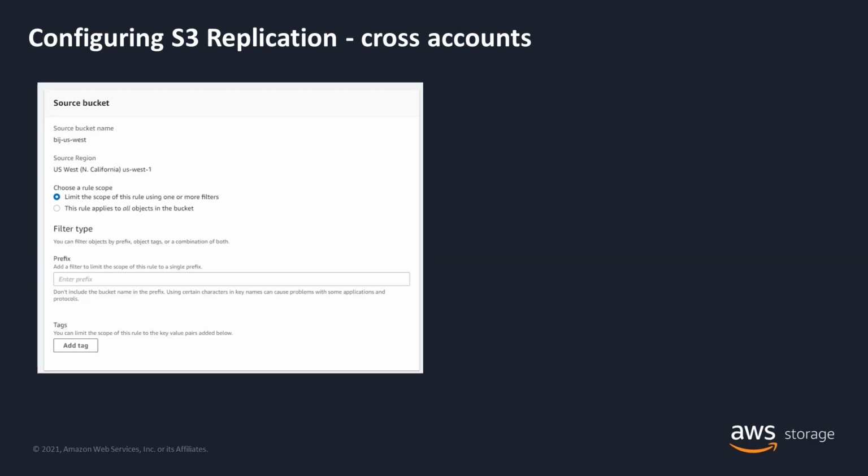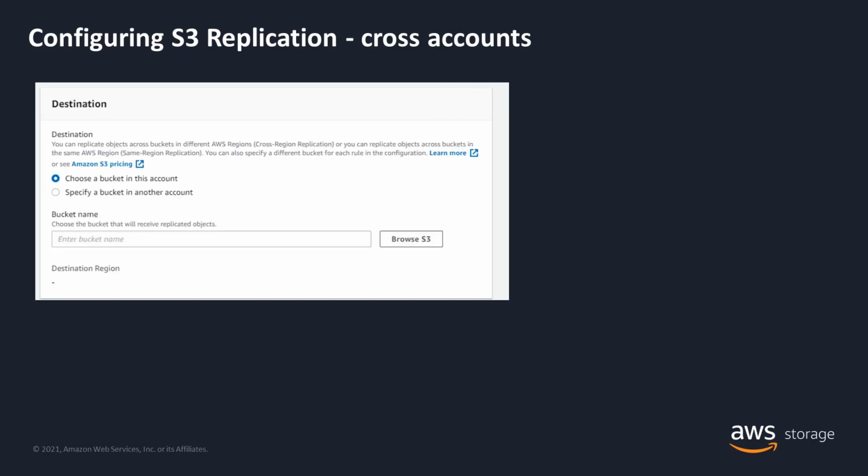Next, you choose the objects to replicate. Now you can either choose the entire source bucket or choose a subset of objects by specifying a prefix in your source bucket or object tags that identify the set of objects. As a next step, you'll choose the destination bucket to replicate to, and here you will see the option to replicate to a bucket in another account.